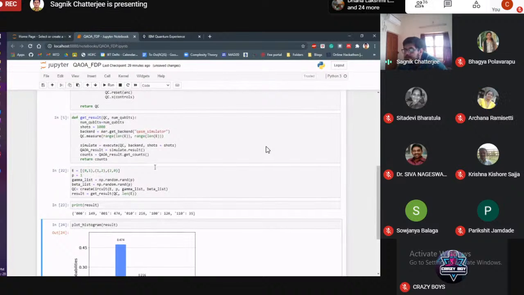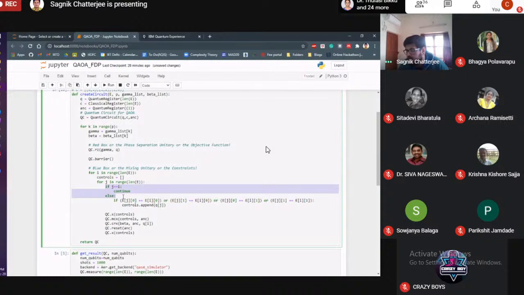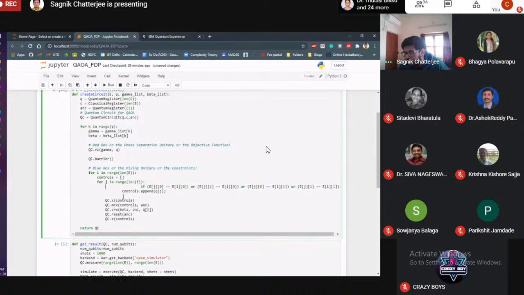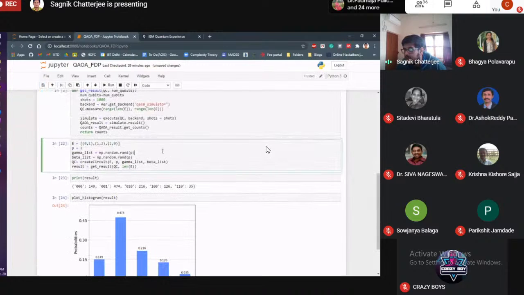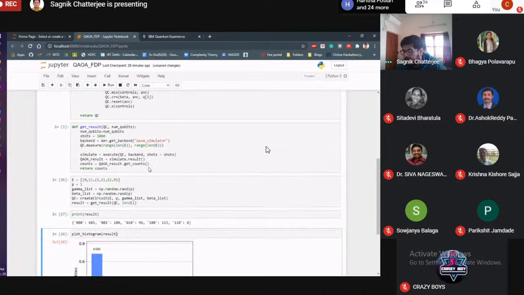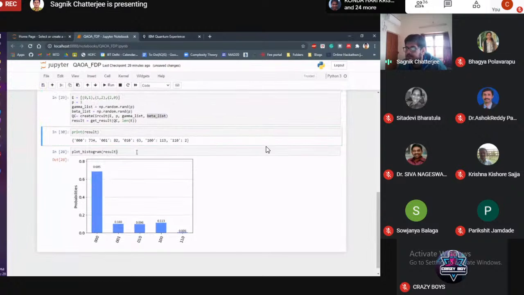So there seems to be an issue here. Control got append QA. So maybe we can just remove this part. So we can just run it again. Yeah. So as you see, if we run it multiple times, it will give you different results.